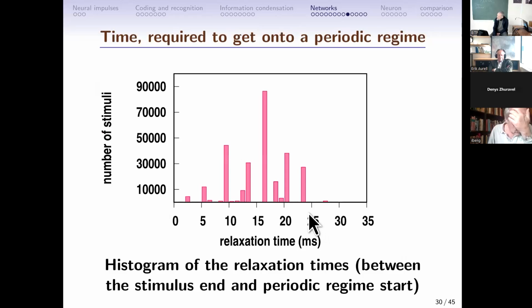Here is the histogram of the relaxation times. This is the time required for the network to entrain onto the periodic regime after the initial stimulation. We see that these times are concentrated in the range of several tens of milliseconds. Compare this with our psychophysical experiment, where the time necessary to obtain the coherent image from the initial stimulation was also in the range of several tens of milliseconds.